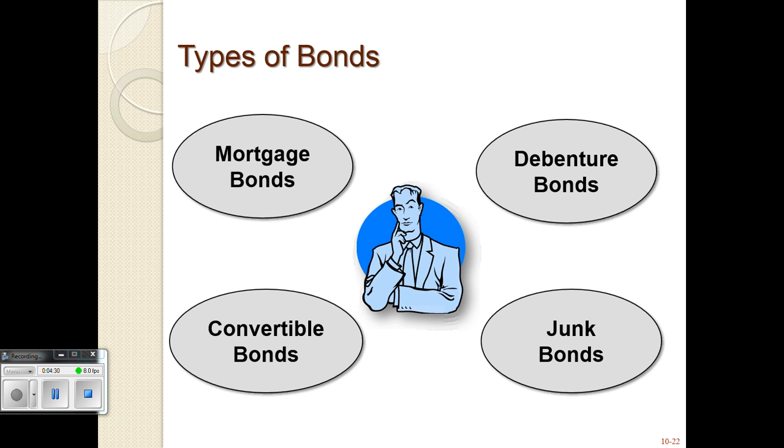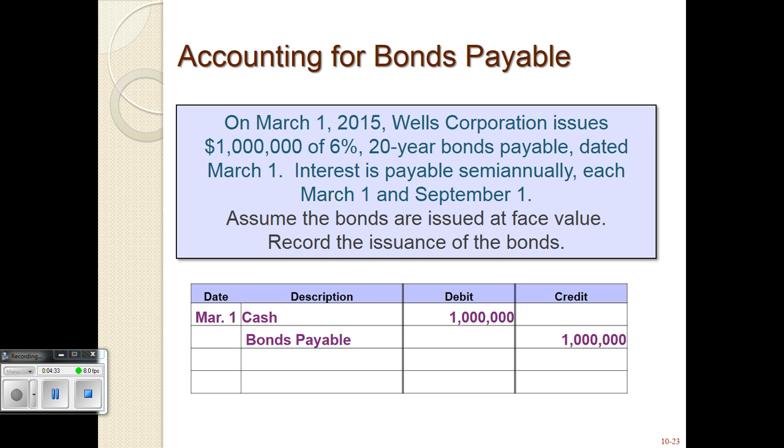Okay, so those are the major types of bonds. When we account for a bond, they issued this bond on March 1st. Notice interest is payable on March 1st and September 1st, and they're issued at face. Notice in this case, cash goes up by $1 million and bonds payable goes up by $1 million. It is unlikely and unusual for bonds to be issued on March 1st and have interest payable on March 1st, because usually there is some accrued interest that we need to account for.